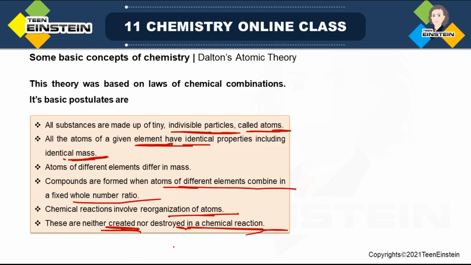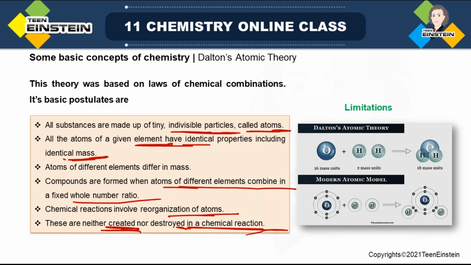Fine. So these are the postulates, but there are limitations. Considering Dalton's atomic theory, just consider here we are producing a water molecule. The starting material is oxygen and hydrogen. If you look at the formula of water, it is 1 oxygen atom and 2 hydrogen, and mass is 18. So we should start from 2 hydrogen atoms and 1 oxygen atom, right? These will combine together to make H2O.